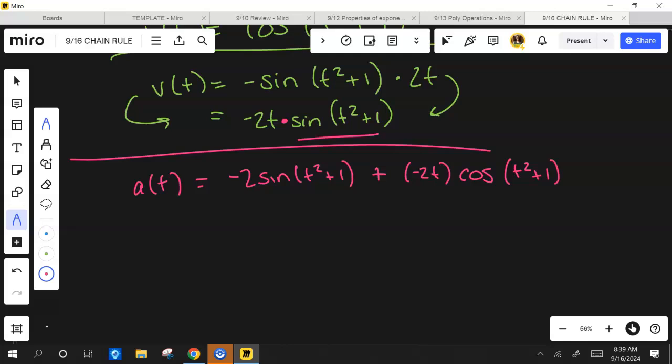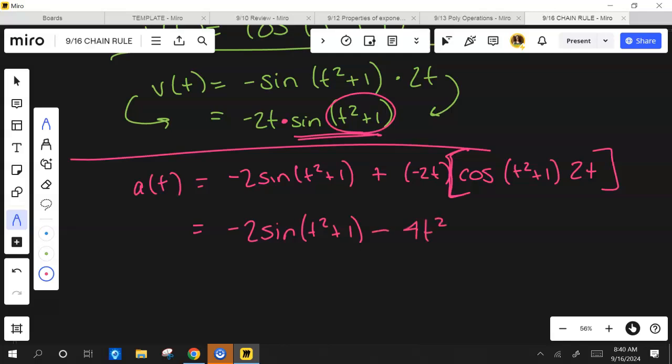Am I done? No. I got to chain it, right? I got to get to the bubble gum because, look, it's a function within a function. Here's what you got to think about. Whenever I do the derivative of sine, this is all the derivative of sine t squared plus 1. So I did the trig, and now I do the inside. What's the derivative of t squared plus 1? Yep, that's it. No biggie.